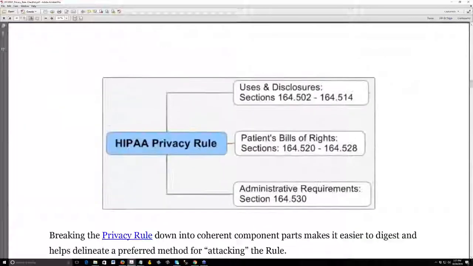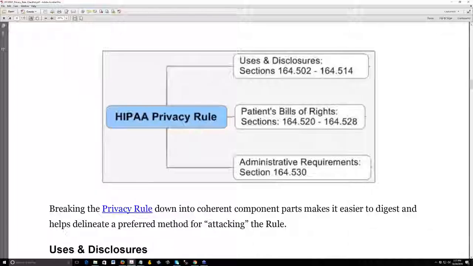We split the privacy rule into three segments, and this is useful because it helps you attack and understand the privacy rule. Sections 164.502 through 514 deal with permitted uses and disclosures. If you're trying to figure out if someone violated the privacy rule, you would start with 164.502, and it turns out that 164.502 points you to all these other sections. You're trying to figure out, did we mess up? Did we give it to the wrong person? Did we fax it to the wrong doctor? You're trying to figure out what is an impermissible use and disclosure.